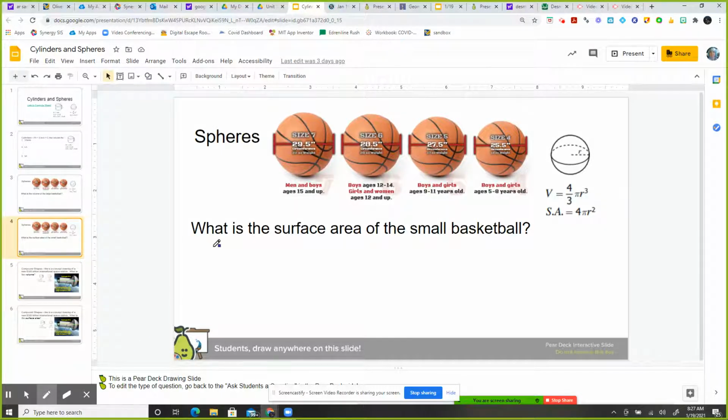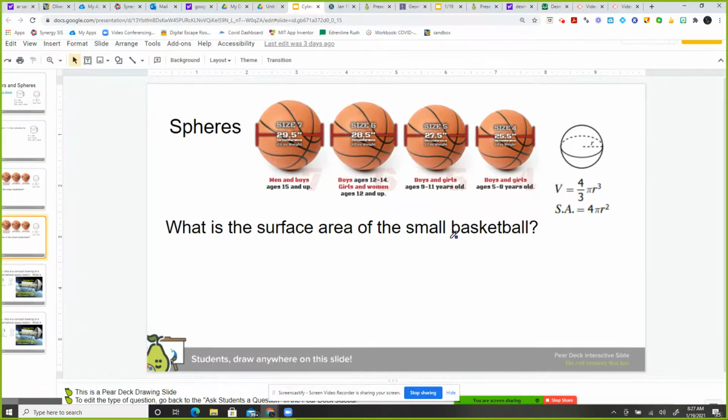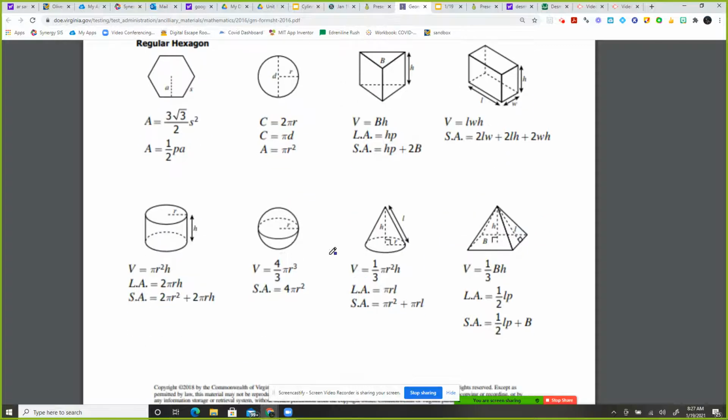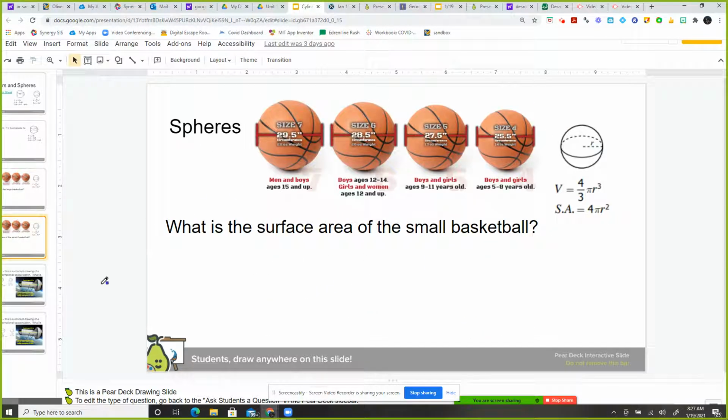If you go to slide 4, what is the surface area of the small basketball? So for surface area, when we look at our formula sheet, it's 4 pi r squared. Surface area, 4 pi r squared. Well, it is correct. So we're going to do 4 pi, but we need the radius again. So whatever the radius is, squared.